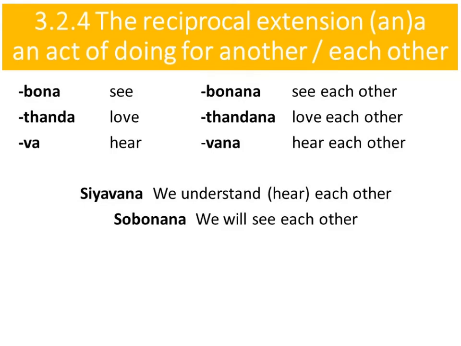Our last verbal extension is called the reciprocal extension, and that is when you're doing an act of doing something for another or to each other. So again, if we just look at some examples, and you're going to add ana to the end of that verb. So bona means see, bonana means to see each other. Tanda again for love, tandana means to love each other.